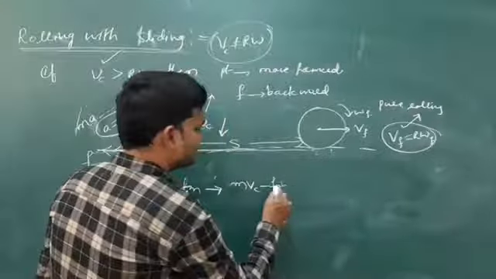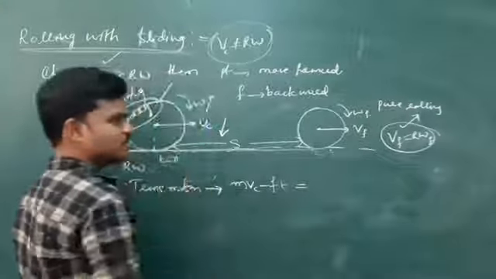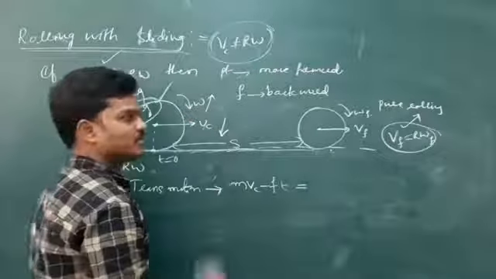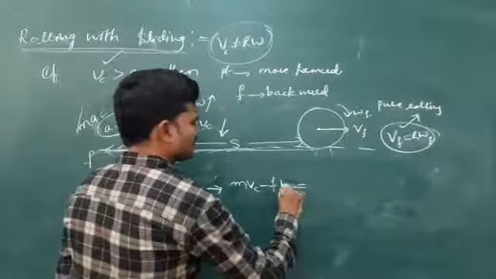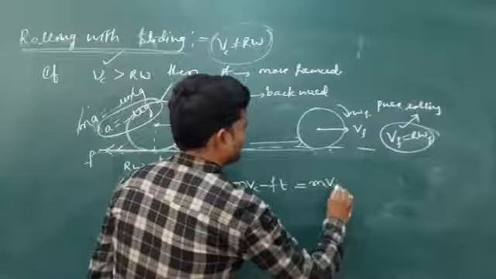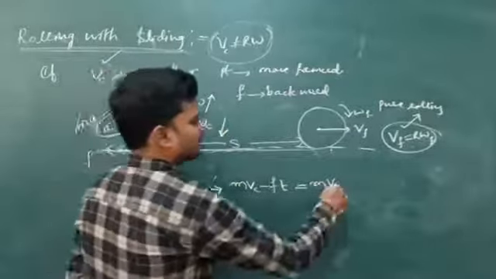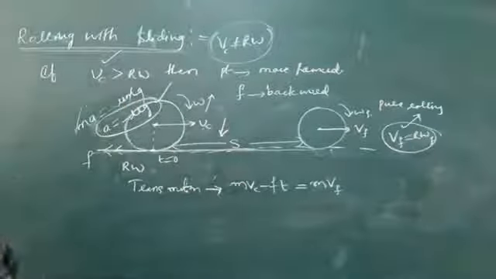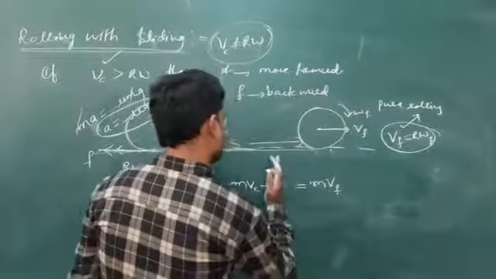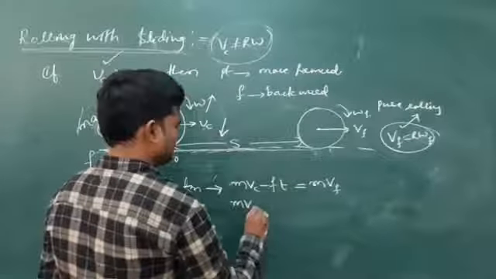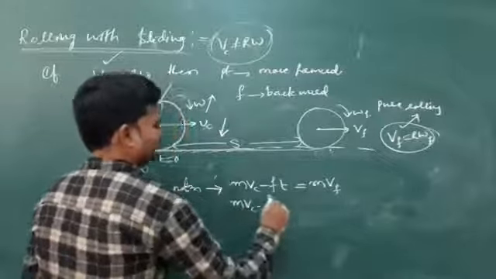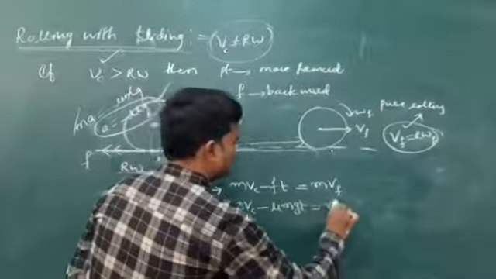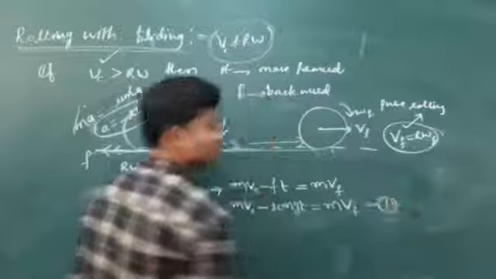So this is mvc Ft, which is equivalent to 2. This is at t is equal to 0. After some time, pure rolling will start. Pure rolling is nothing but mvf, where Vf is nothing but r omega f. Let me write mvc f nothing but mu mg t mvf. This is the equation number 1.